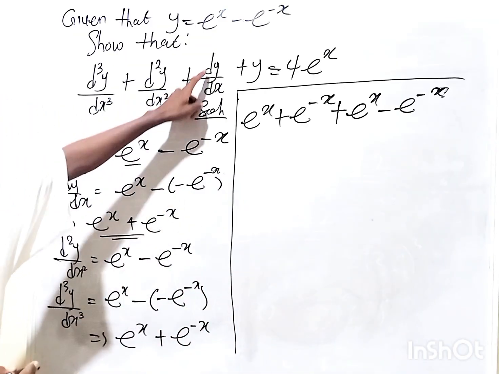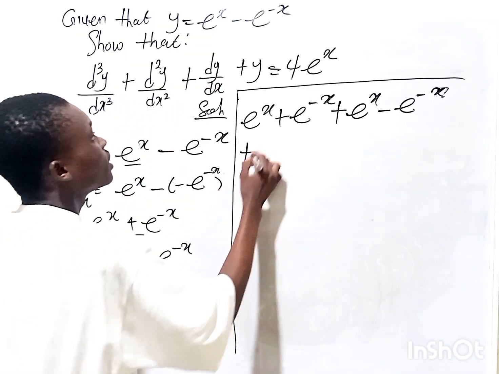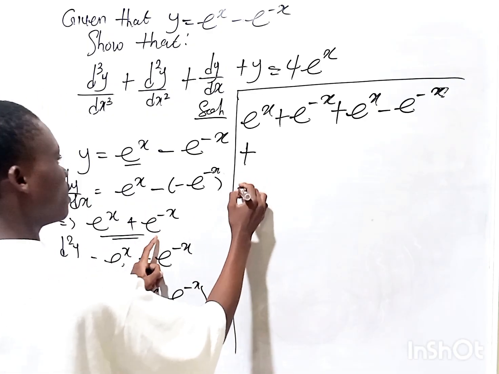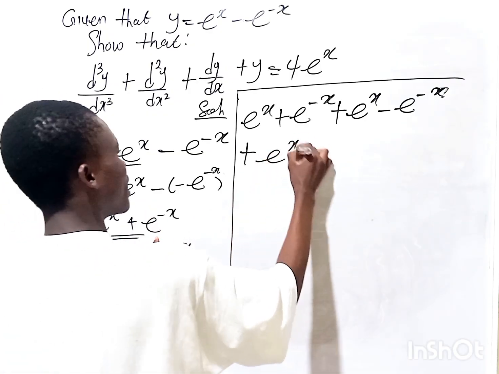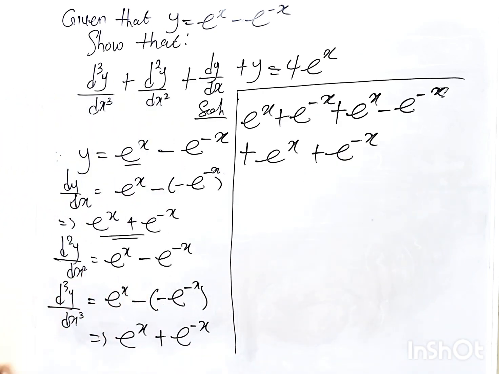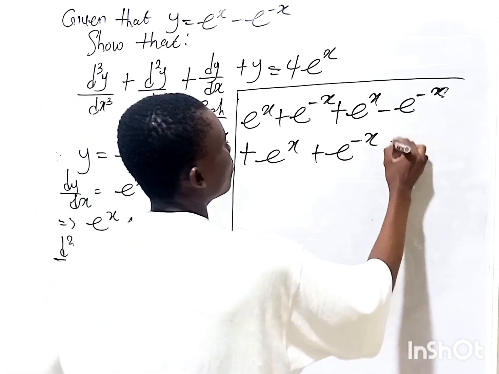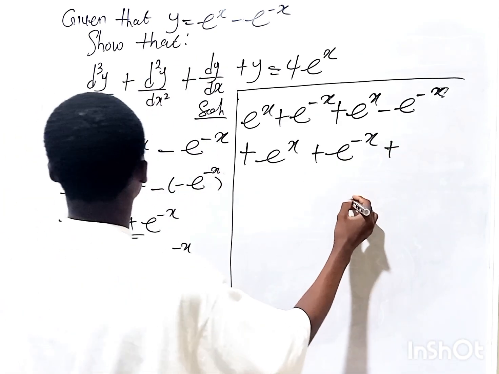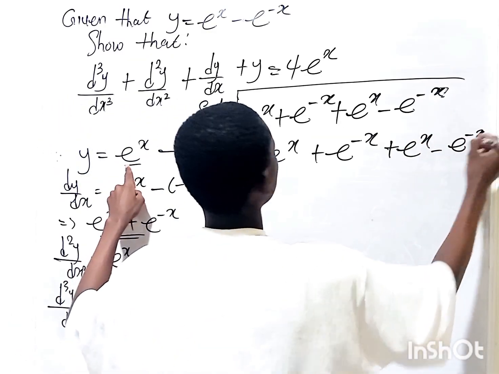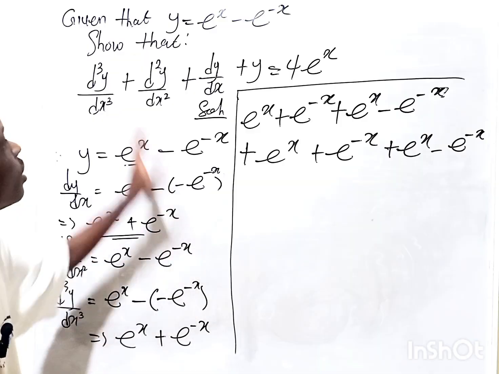All right, so our dy dx here is what? Plus dy dx. Our dy dx is this, exponential x plus exponential negative x. All right, so finally, plus our y is exponential x minus exponential negative x. So we are asked to prove that the whole of this equals this.